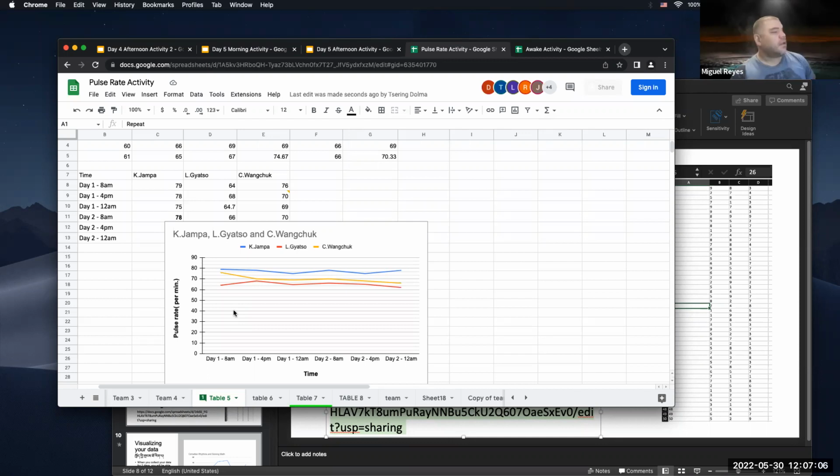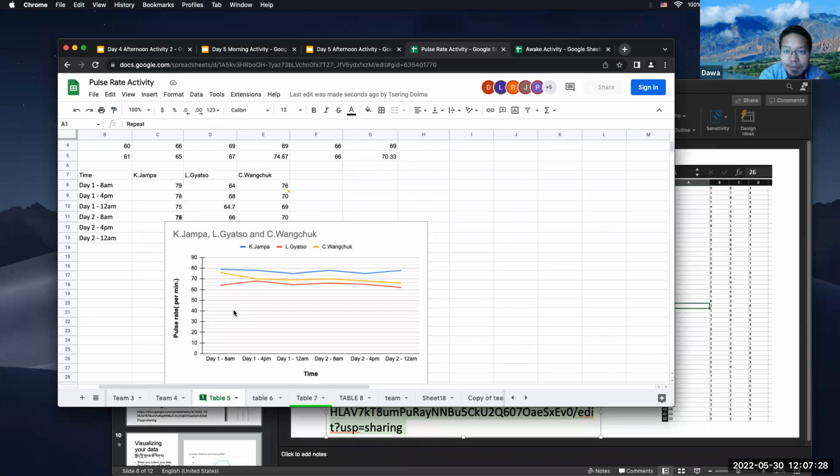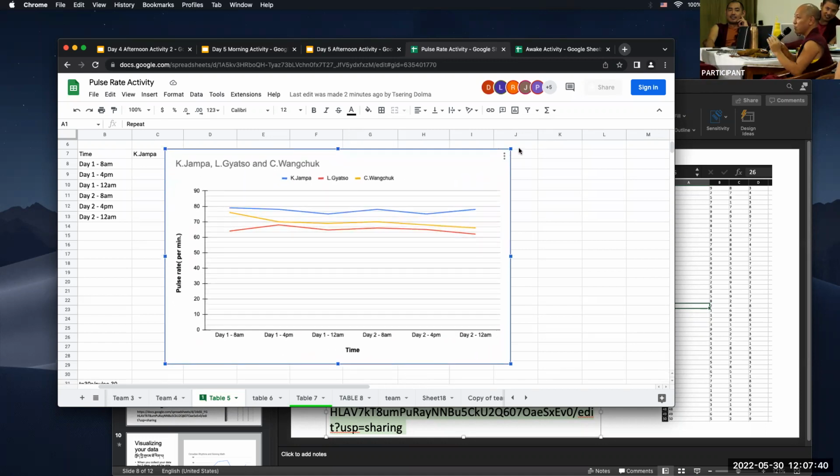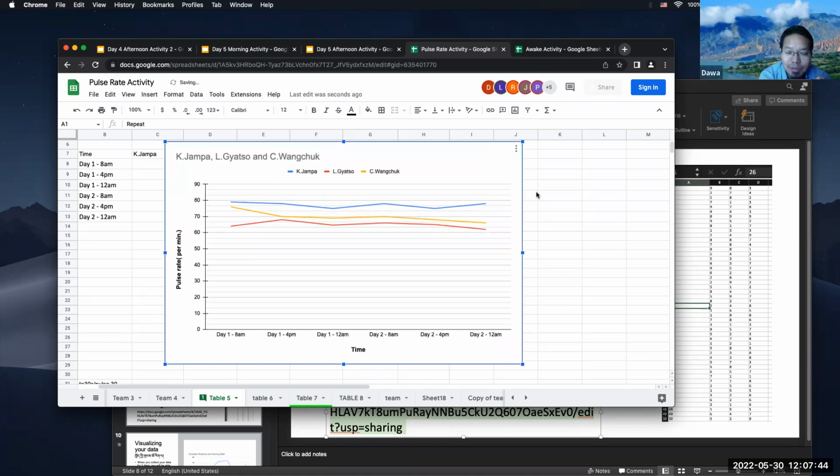Very good. So does this group want to say a couple of things about what they did? We measured the pulse by how many pulses we recorded within 1 minute.